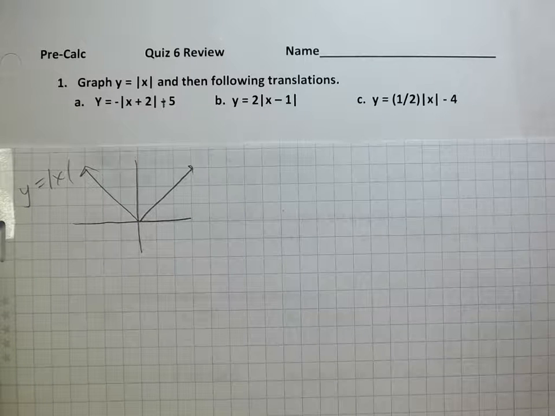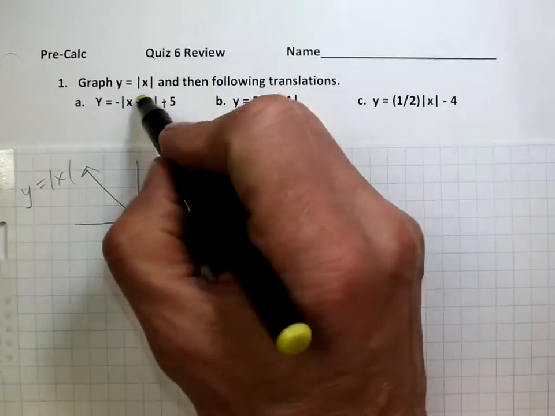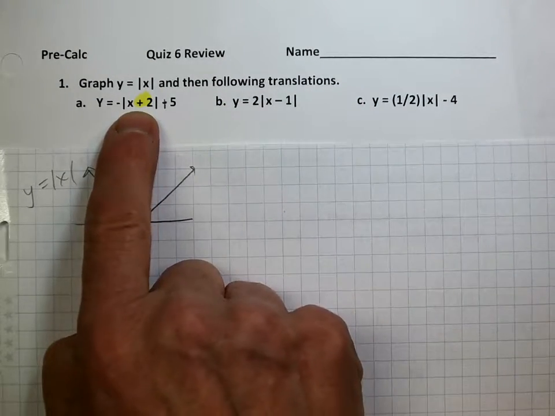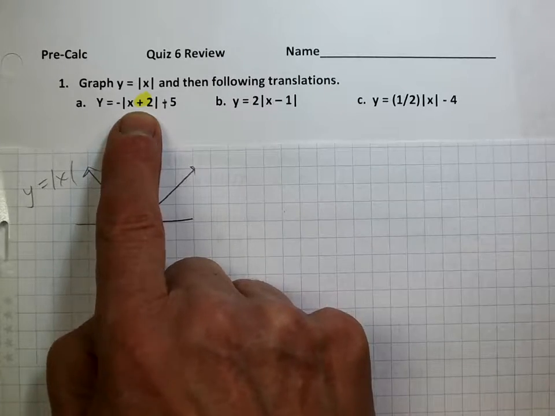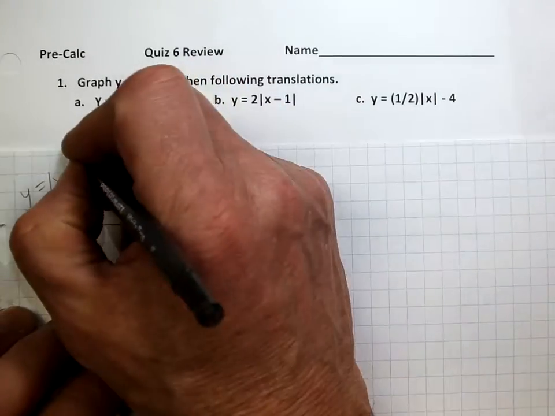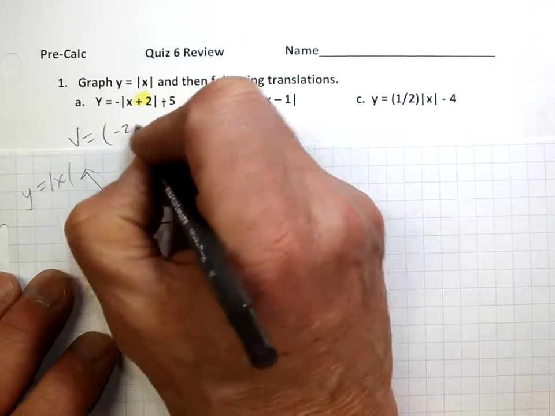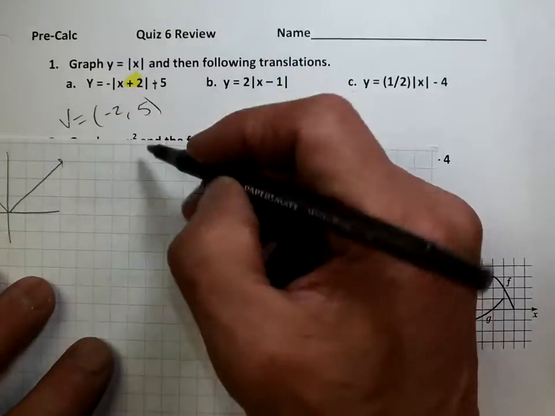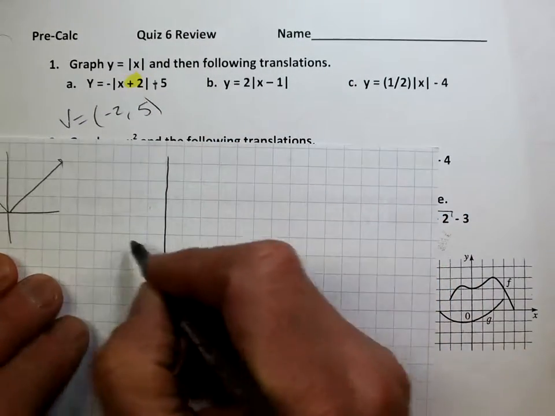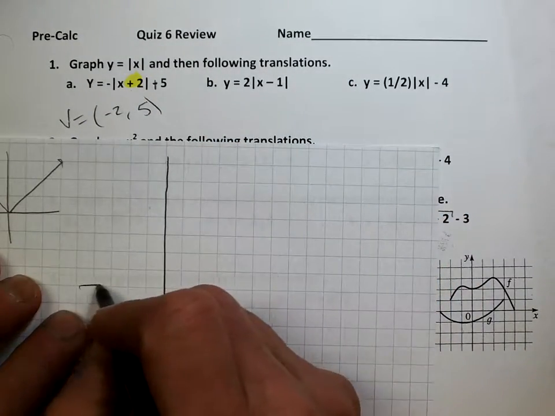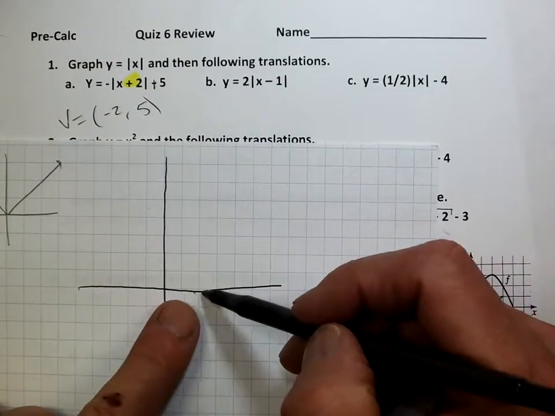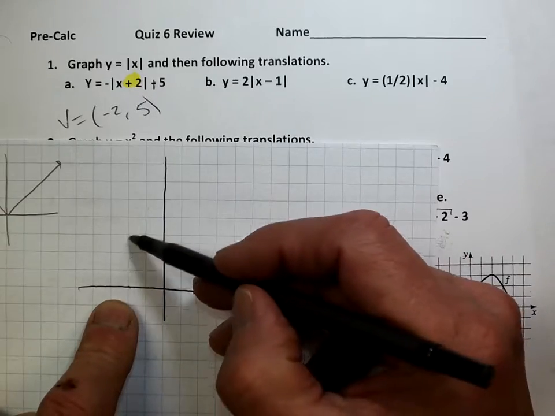First of all, remember that if it's on the inside, we just go the opposite direction, right? So instead of going over 2, we're going to go back 2. The vertex of this one is going to go at -2, 5. So for number A, I take my vertex and go to -2, 1, 2, 3, 4, 5.